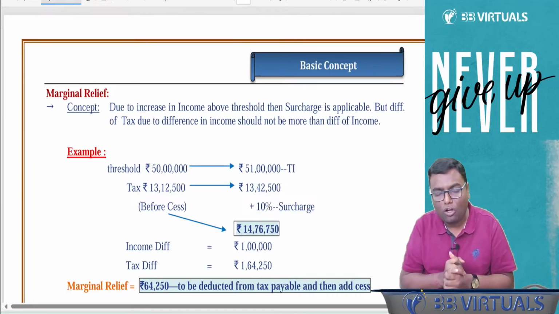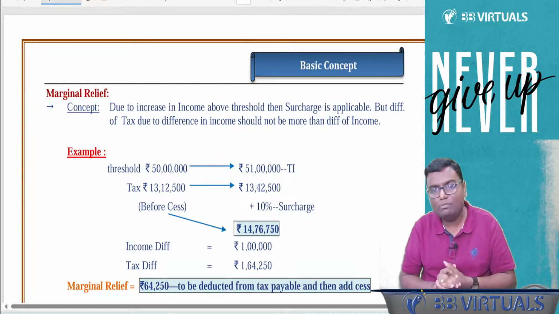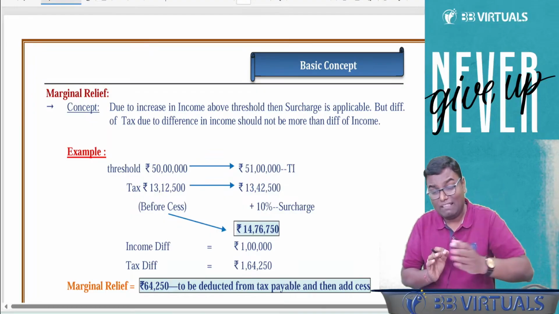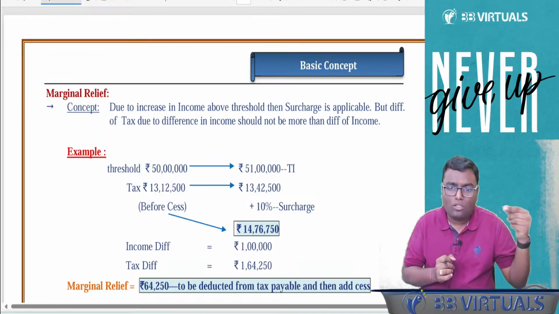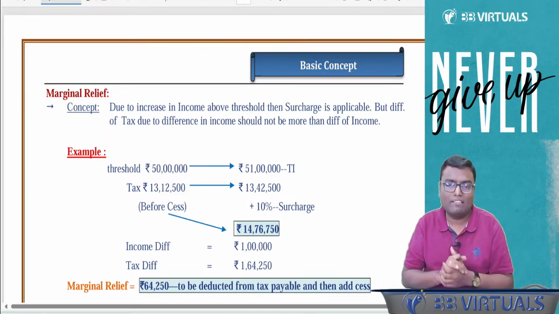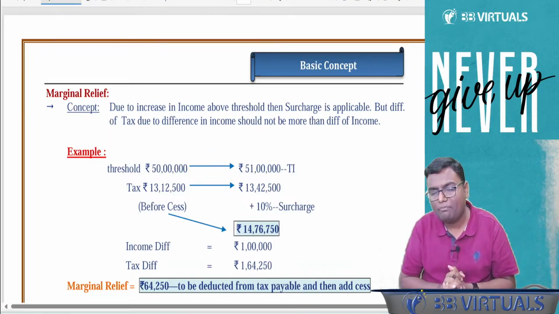Resident individual of age 60 or more, senior citizen, up to 3 lakh there will be no tax, balance everything will remain same. Resident individual of age 80 or more, whom we call very senior citizen, up to 5 lakh there will be no tax, balance will remain same.